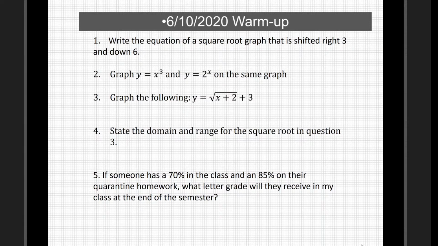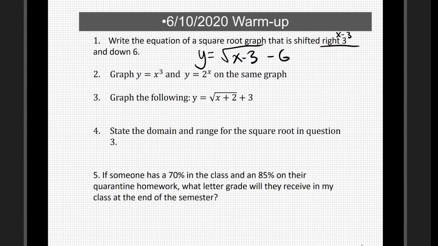All right. For the first one, it says write the equation of a square root graph that is shifted right 3 and down 6. So we know it's going to look something like this. The down 6 is easy, that's a minus 6 on the outside. And the right 3 is going to be a minus 3 on the inside, like this. And that's it. That is shifted right 3 and down 6.